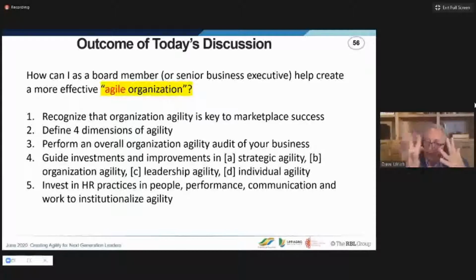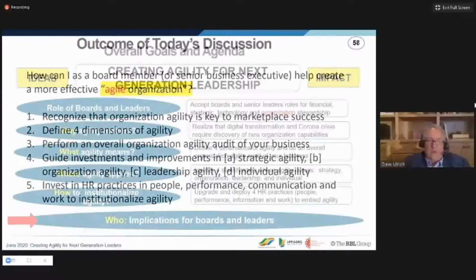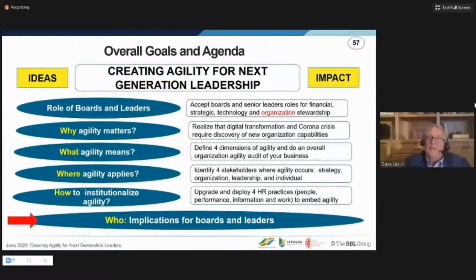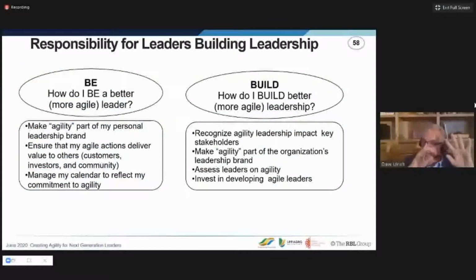But here's my question. How can I, as a board or business leader, create a more agile organization? Number 1, recognize it matters. Number 2, 4 dimensions. Number 3, do an overall audit. Number 4, based on the audit, improve strategic agility, organizational agility, leadership, or individual. And number 5, invest in people, performance, communication, and work, HR tools to institutionalize agility. That leads me to the final slide.